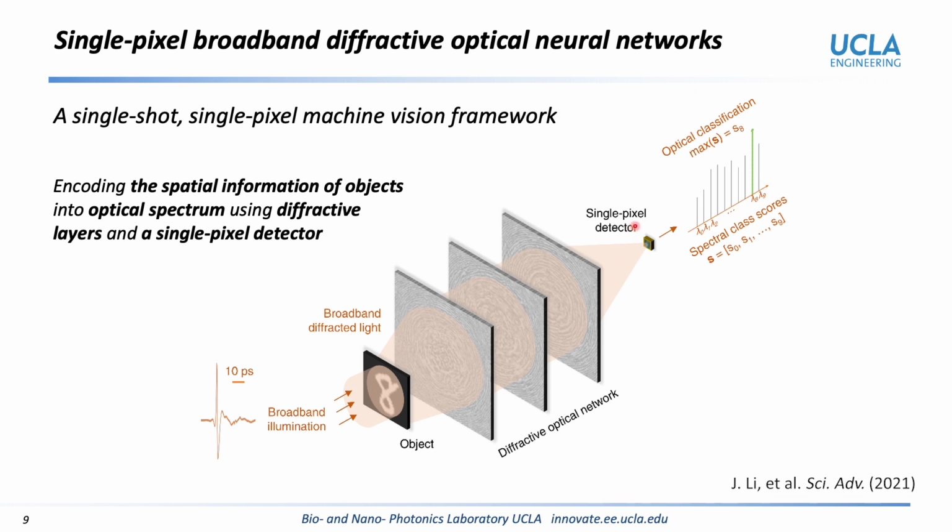It is noteworthy that this spectrum corresponds to a set of predetermined wavelengths as shown here, where each wavelength represents one data class. In this way, the network can conduct all optical inference based on the wavelength that has maximum power detected by this single pixel spectroscopic detector, like this wavelength for 8 here.